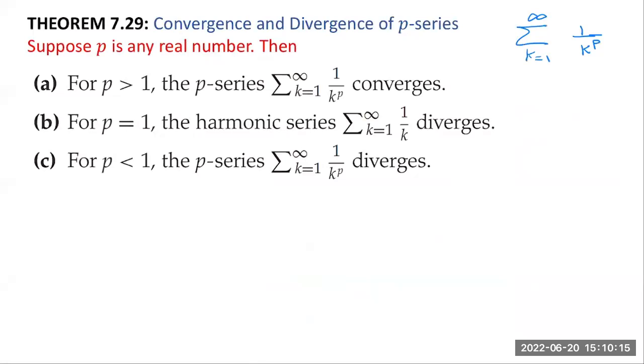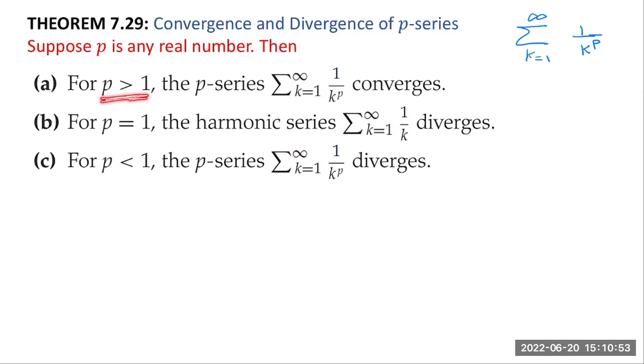Okay. Next, we have another very important theorem, which is called the convergence and divergence of p-series. Basically, what we mean by the p-series is a series of this form: sigma k goes from 1 to infinity, 1 over k to the power p, where this p is any real number. A series of this form is called a p-series. Depending on this value of p, we can determine whether this series converges or diverges.